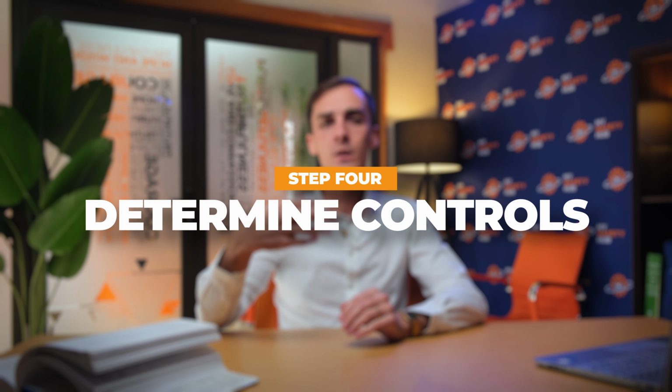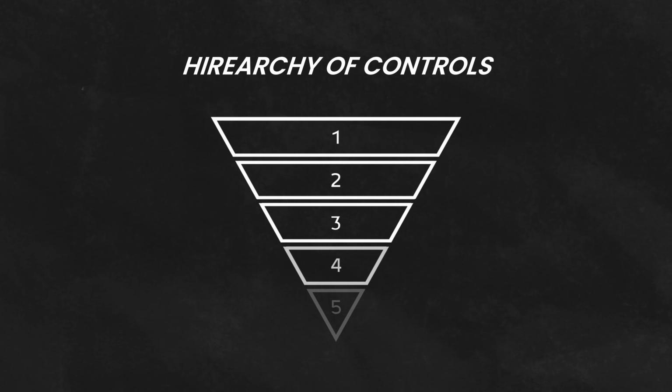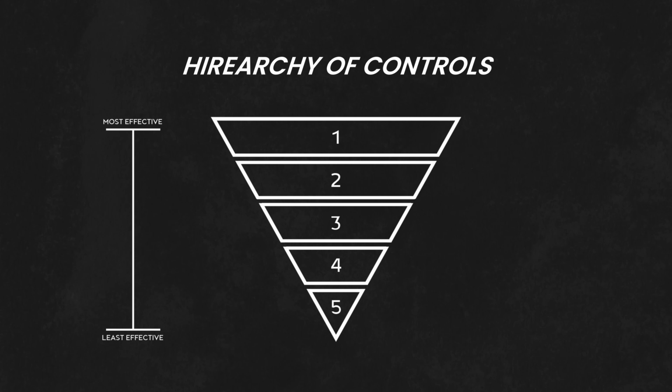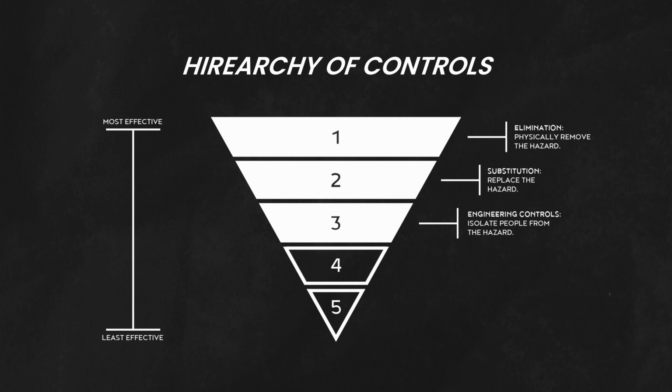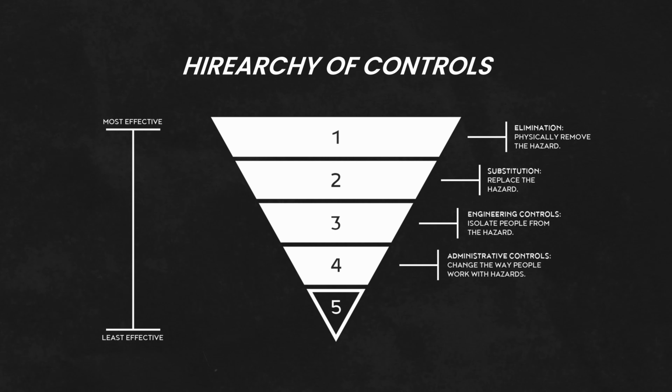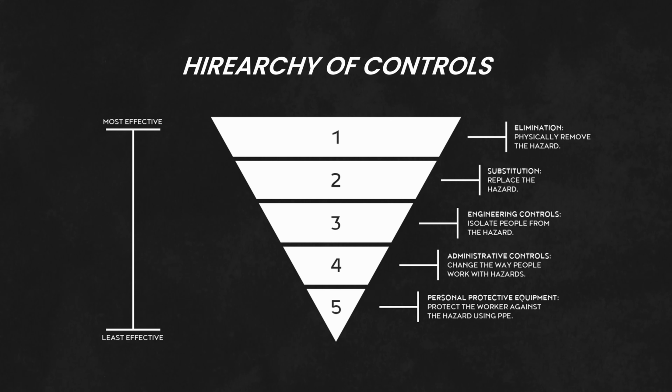Step 4. Determine controls for each hazard. For every hazard identified, you need to establish effective controls. Following the hierarchy of controls ensures you select the most effective options. Eliminate the hazard. Contain the hazard. Revise work procedures. Reduce the exposure. Remember, controls at the top of the hierarchy are more effective than those at the bottom.